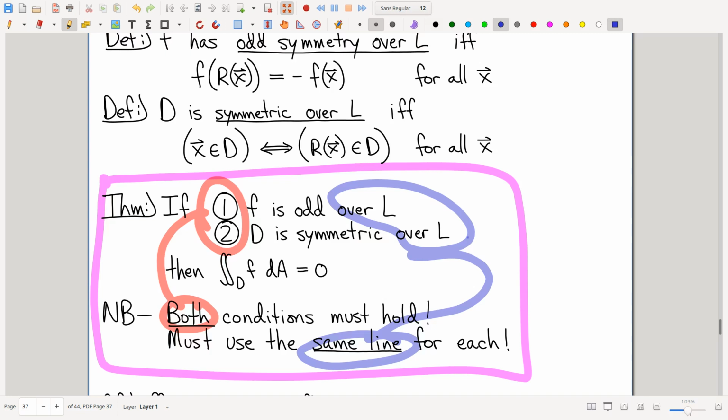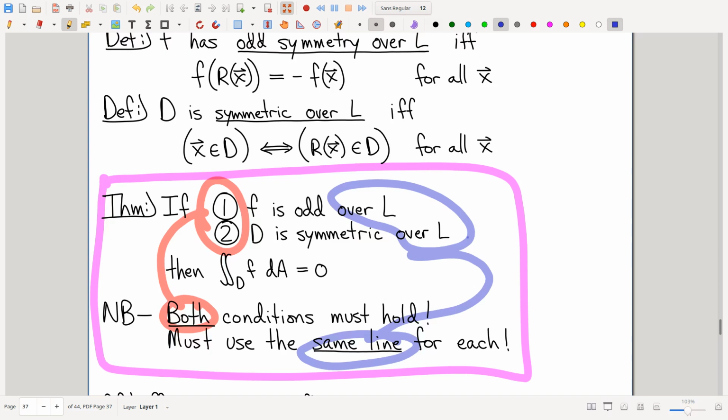And by the way, it could be that there's multiple lines that make both of them work, in which case you still only have to find one. And you take your pick as long as the line you pick makes both conditions work. Okay, are we good?